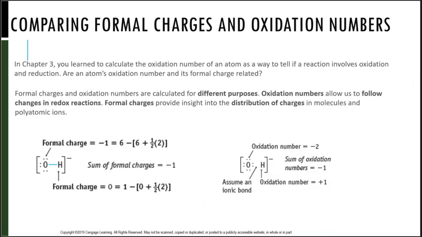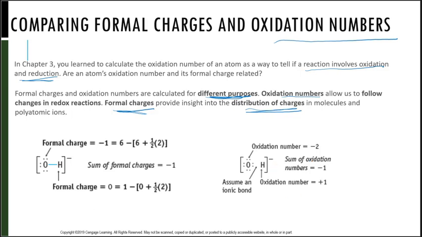Now recall back to a previous chapter where we found oxidation numbers for atoms. In chapter 3, we learned to calculate those oxidation numbers as a way to tell if a reaction involved oxidation and reduction. Are an atom's oxidation number and its formal charges related? Well, formal charges and oxidation numbers are calculated for different purposes. Oxidation numbers allow us to follow changes in redox reactions. Formal charges, like what we're doing here, provide insight into the distribution of charges in molecules and polyatomic ions.